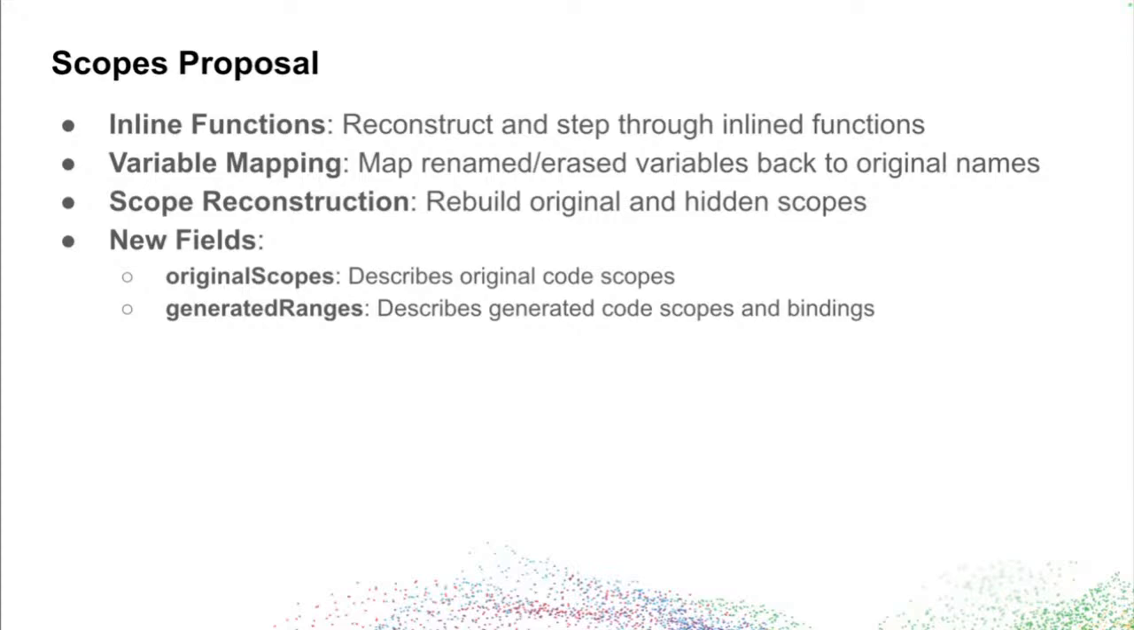So the scopes proposal, these are kind of the high level things that we're trying to accomplish. We want to be able to detect inline functions when functions get taken out by a tool and reconstruct them back in the source map. So our Terser example, where we had 3 functions all calling each other, Terser turned it into just one inline. If you were to put a breakpoint there, it would be nice if it could reconstruct that you had 3 functions there.